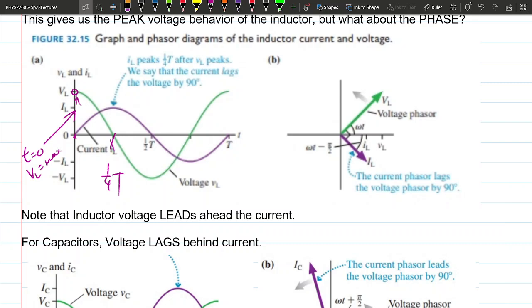I know I'm going into this detail, but this is going to confuse you if you ever have to build circuits, study electrical engineering, or take the next class in electronics and physics. So when you draw the phasor diagram, let's say you draw the current in this direction, you're going to have to draw the voltage 90 degrees ahead of the current. That's how we draw these phasor diagrams.